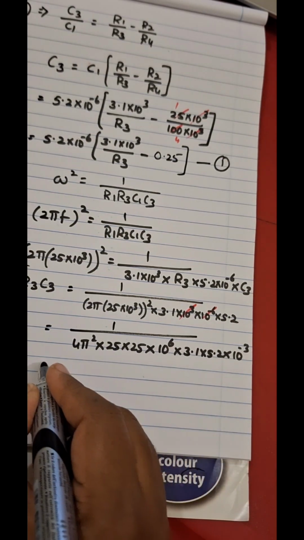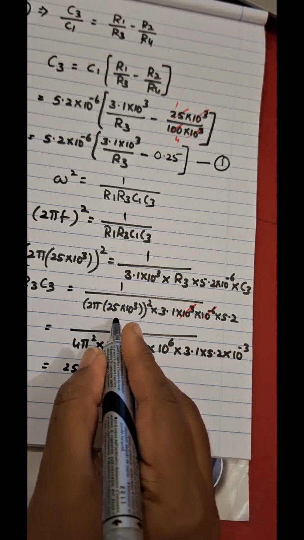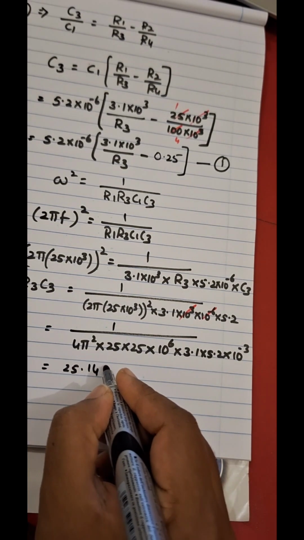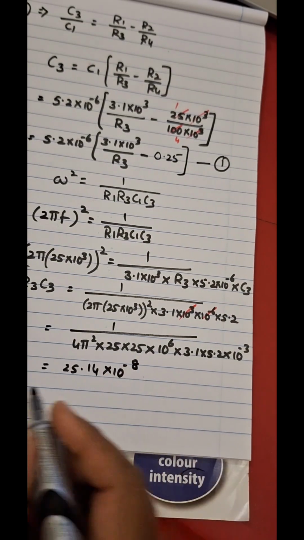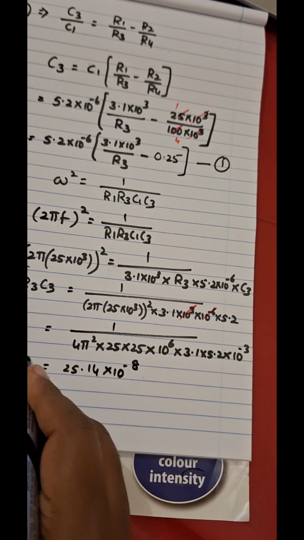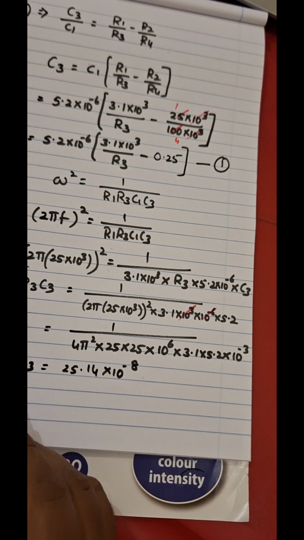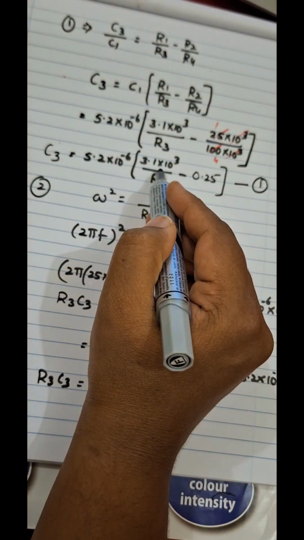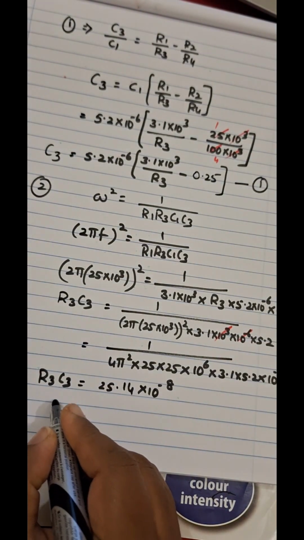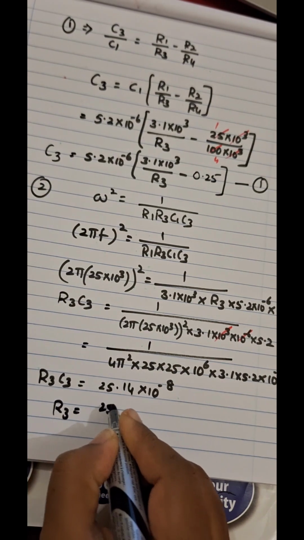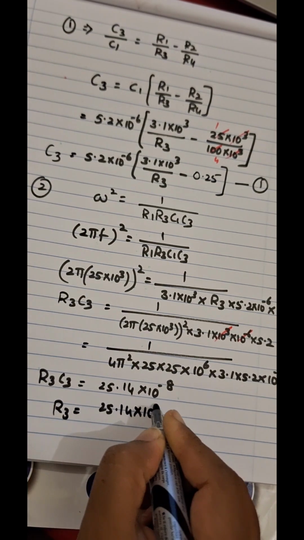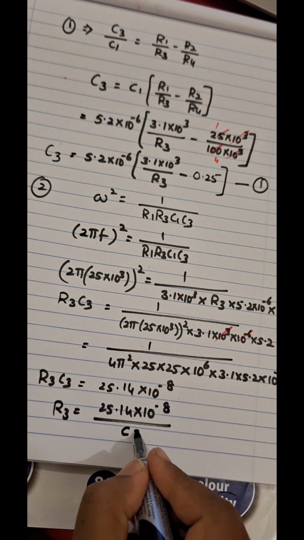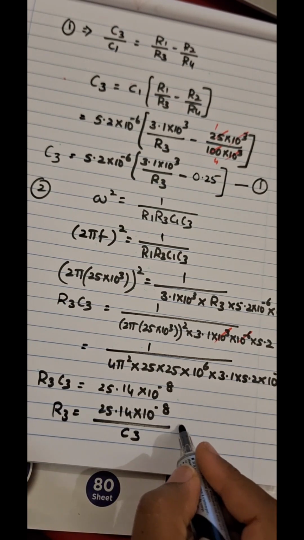Okay. So finally you will get an answer as, and you should do 1 divided by, okay, don't forget about it. So 25.14 into 10 power minus 8. This is R3, C3, but you want is R3. Okay, you want is R3 so that you can proceed with step 1. So I am saying R3 is equals to 25.14 into 10 power minus 8 by C3. So I wrote R3 in form of C3.